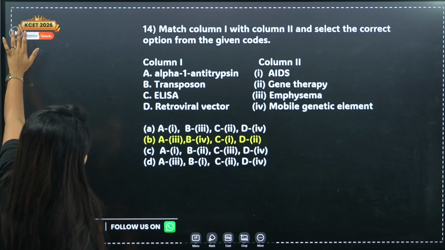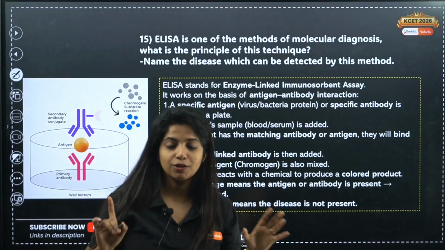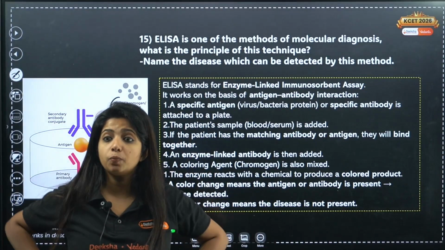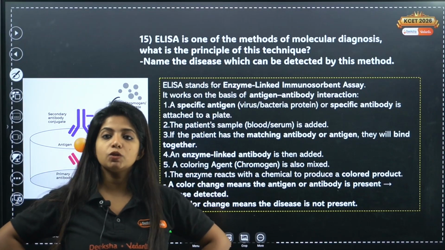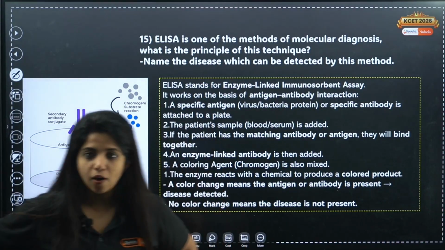As I said, there's a question for ELISA and I can discuss it here. ELISA is one of the methods of molecular diagnosis. What is the principle of this technique, and name the disease which can be detected by this method? So what is the principle of this particular technique?